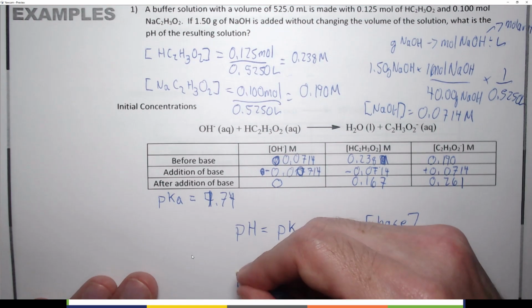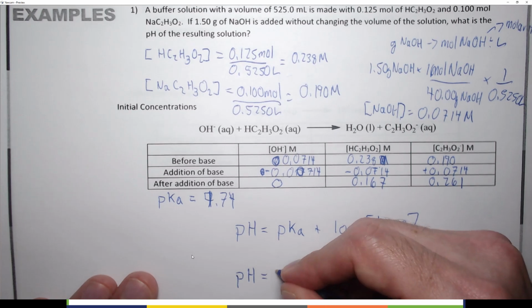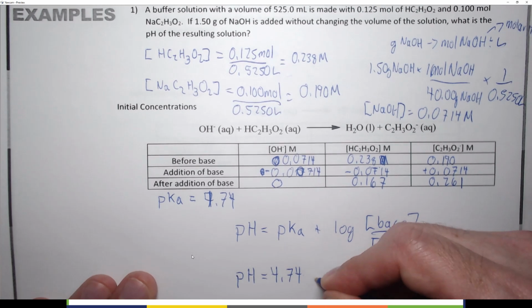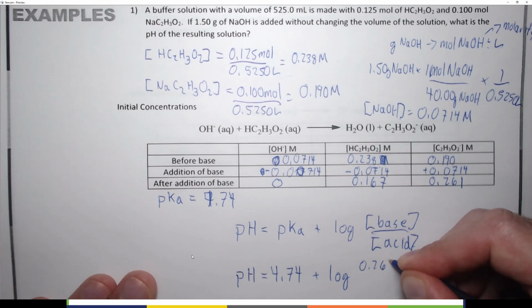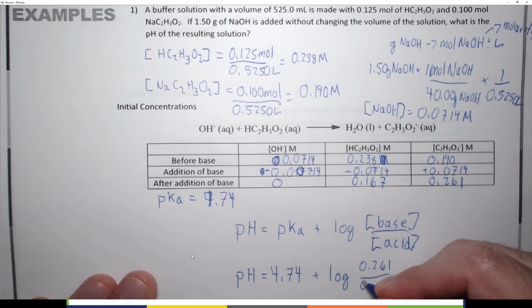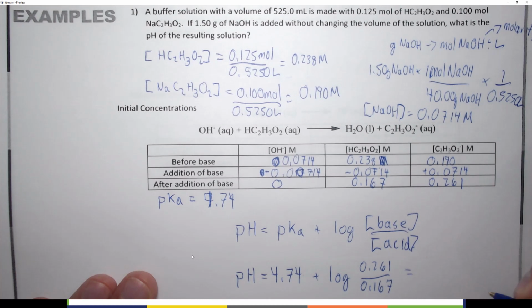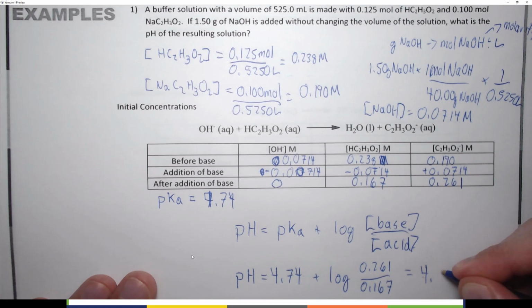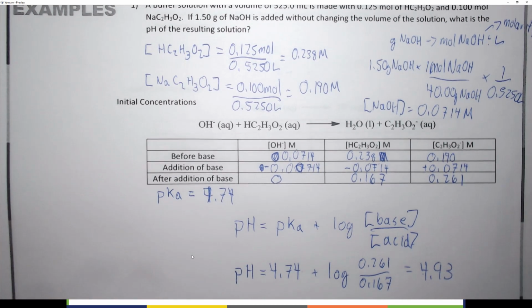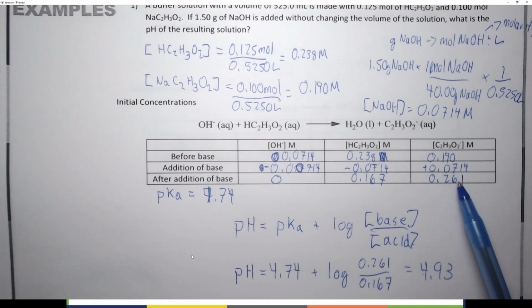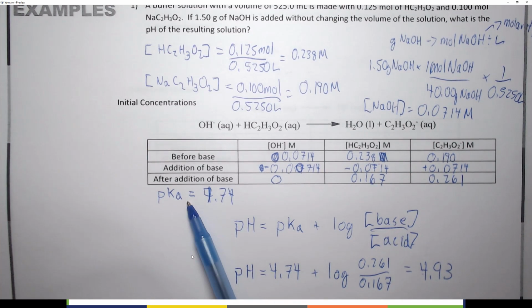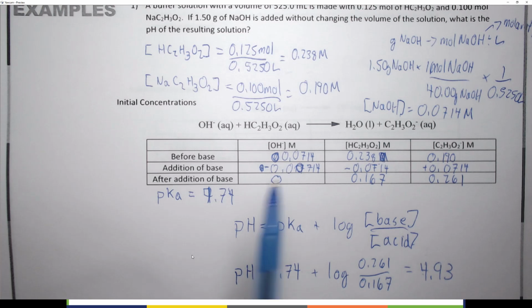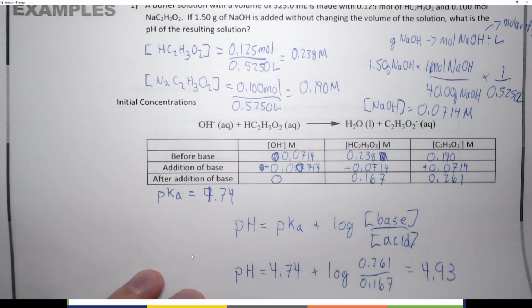So now the pH equals the pKa, which is 4.74, plus log, the base is this one, 0.261, divided by the acid, which is this one, 0.167. And when we do all that math, we find that the pH is 4.93. It again makes sense that since the concentration of base is higher than the concentration of acid, we have a slightly higher pH versus the pKa, as discussed in the previous two questions.